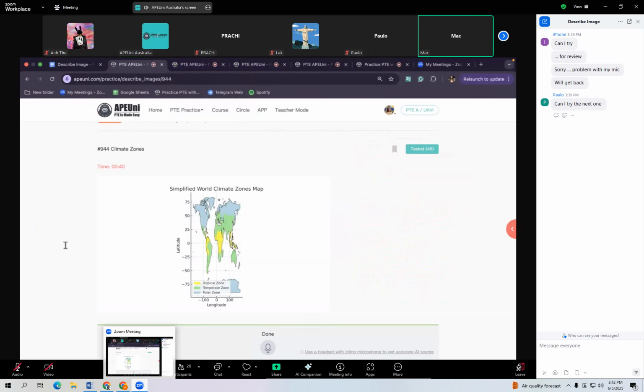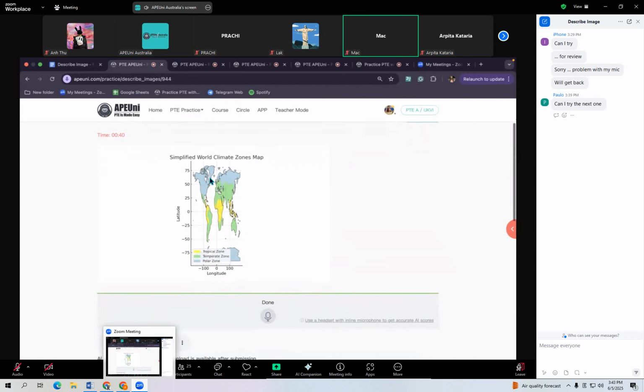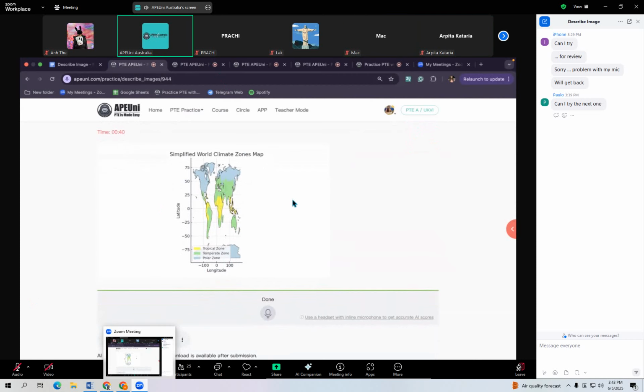The topic is talking about the map. How about if we say the map instead of the image? Simplified world climate zones map. So why are we using the image? It doesn't matter. Because ultimately it is an image of a map, right? So logically it's never wrong. You are looking at an image of a map.